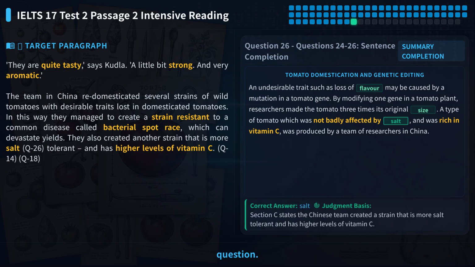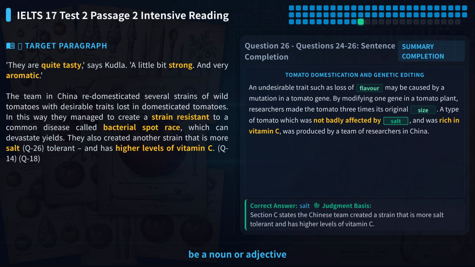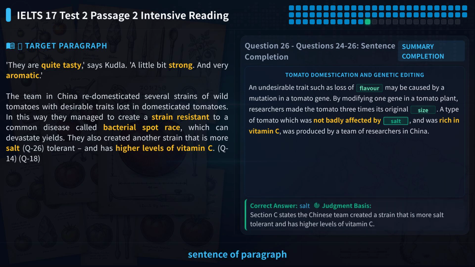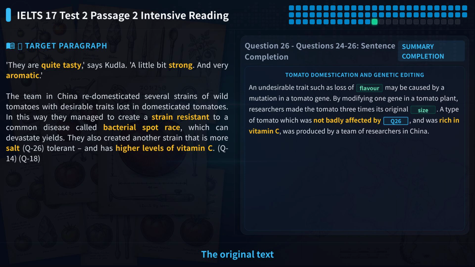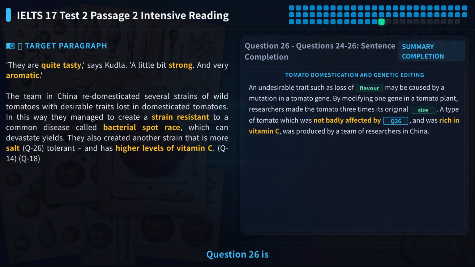This is a completion question. The statement says they created another strain that is more salt tolerant and has higher levels of vitamin C. The word before the blank is more, and the word after is tolerant. So the blank should be a noun or adjective that shows what they are tolerant to. Based on the keyword vitamin C in the question, we locate the last sentence of paragraph C. The original text says, they also created another strain that is more salt tolerant. Notice that salt is directly given in the original text, no need for synonym replacement. So the answer to question 26 is salt.